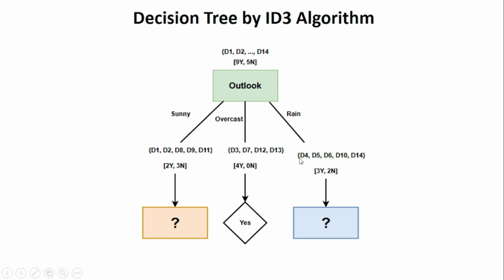And for rain, you have D4, D5, D6, D10 and D14. Out of these five data points, it says 3 yes and 2 no. That means it is impure. This overcast is pure data, and the sunny is impure. So in a decision tree, we are using entropy and information gain to check how pure our data is at the leaf node. Now we need to check what will come in place of these two question marks.